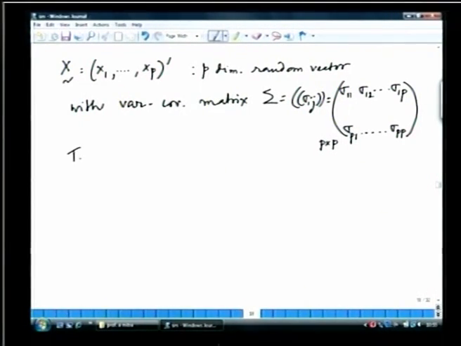Now we have been saying that the total variability in x is going to be explained through the total variability of y, the new variables.